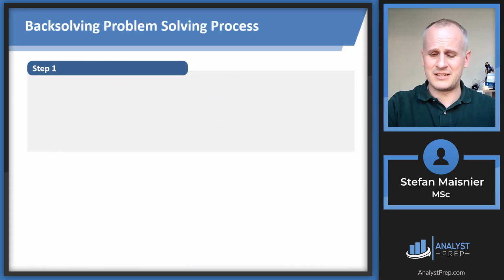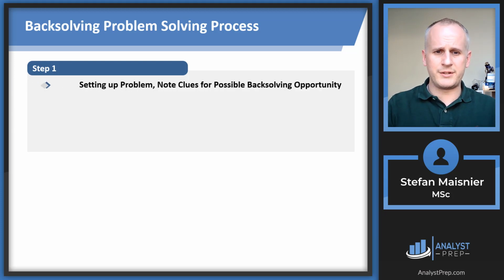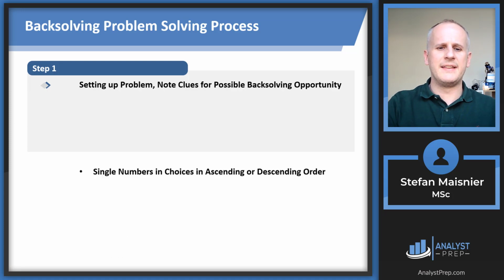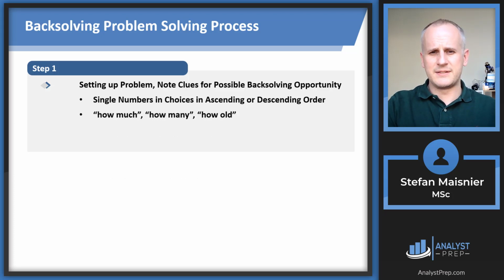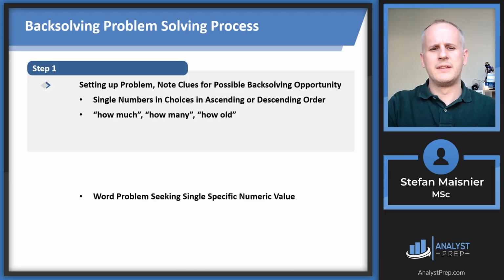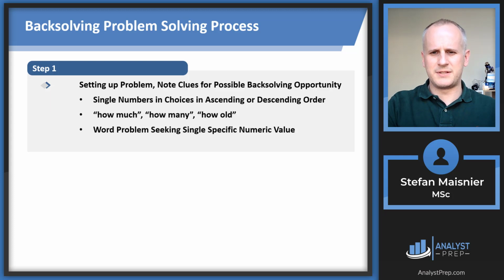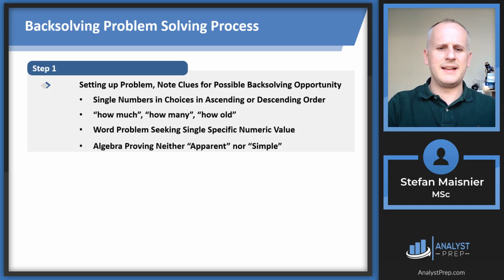It's so darned easy. So step 1 is going to be to, again, while you're setting up the problem, note the clues for your possible backsolving opportunity. And then those are going to be single numbers in the choices in ascending or descending order. Again, those phrases of how much, how many, how old. A word problem seeking a single specific numeric value. And algebra, once again, proving neither apparent nor simple.